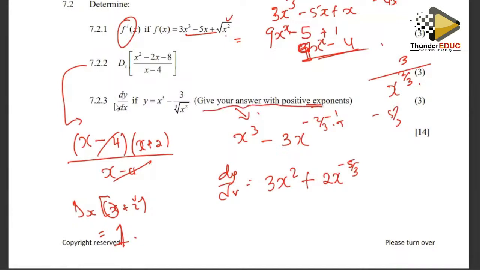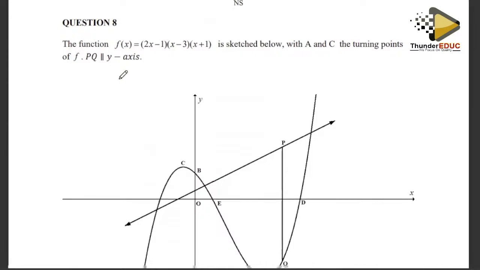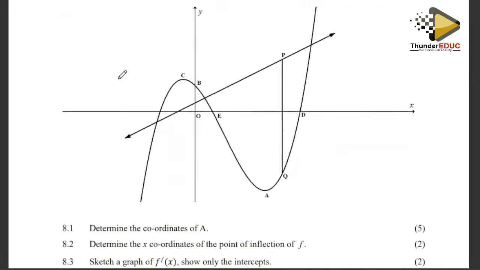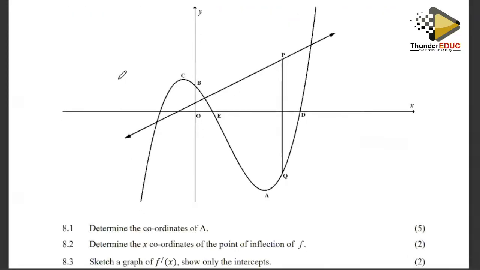But because of this condition, now I have to take it down. So 3x squared plus 2 over x. You can say x to the 5 over 3, or the cube root of x5, either way. Okay, so that is that. Question number 8, we have the function. If f of x is this, with A and C being the turning points, PQ is parallel to the y-axis, they want us to get the coordinates of A. 5 marks.